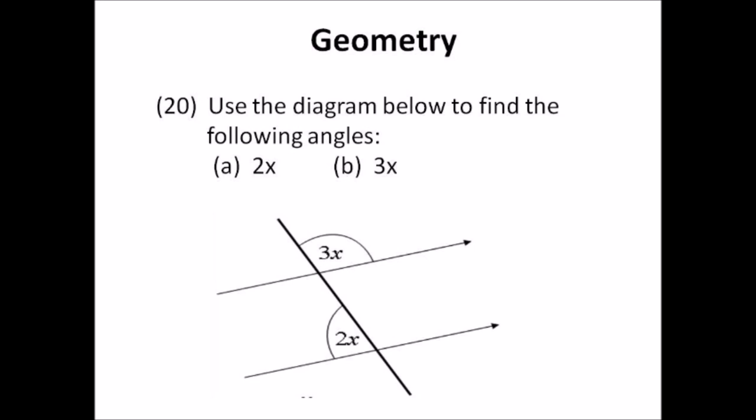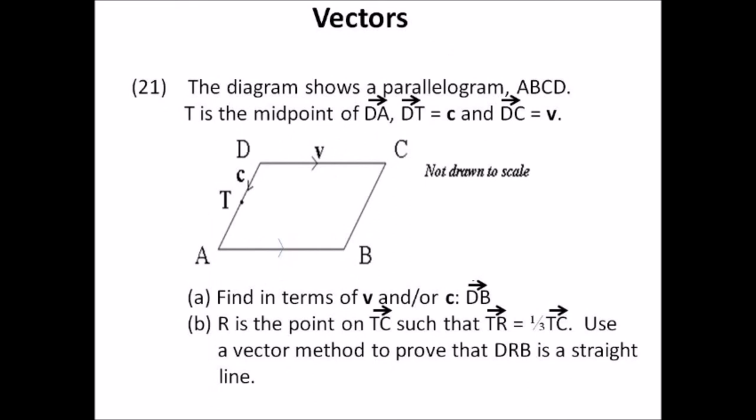And we move on to number 20, vectors. The diagram shows a parallelogram ABCD. T is the midpoint of vector DA, and vector DT is equal to c. Vector DC is equal to v. And they want you to find, in terms of v and/or c, vector DB. And B, R is the point on vector TC such that vector TR is equal to 1/3 vector TC. Use a vector method to prove that DRB is a straight line.